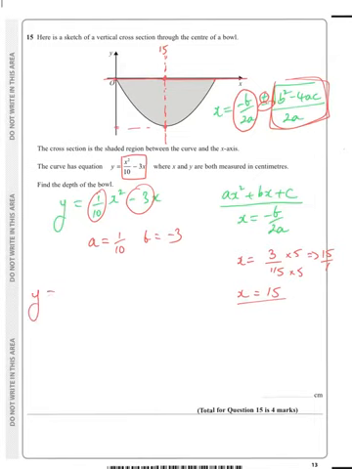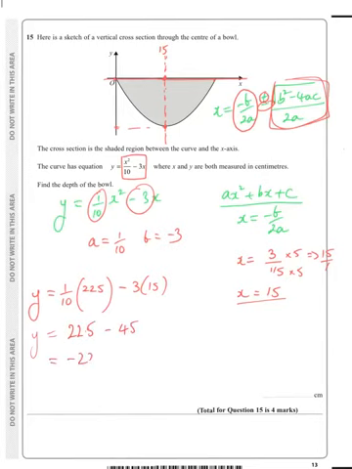So all we've got to do then is say y is 1/10 of 15 squared, which is 225, minus 3 lots of 15. So that would give us y is 22.5 minus 45, which gives us negative 22.5, and as this is a negative number, we want the length in centimetres, so the depth of the bowl is going to be 22.5 centimetres. We don't need to put the negative sign in there.